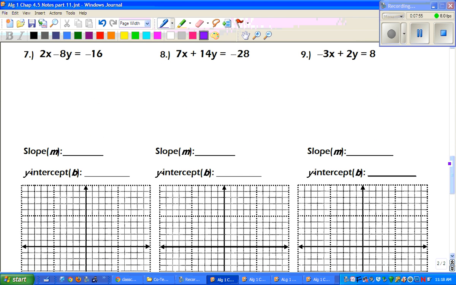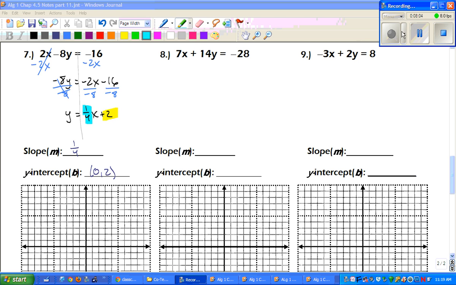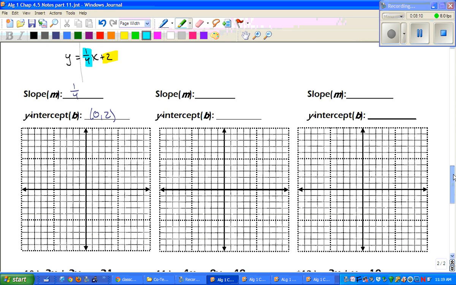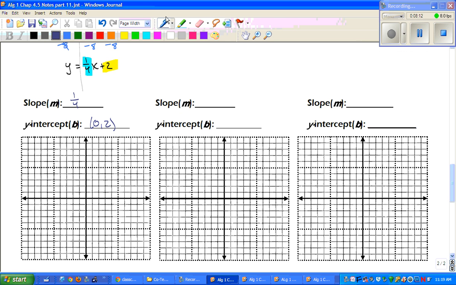Okay, so number 7. Why don't you guys try it all by yourself and let's see how you do. All right, did you guys get that? Remember that -2 over -8 does reduce. Alrighty, and let's draw our line. So we're starting at 0, 2. It's 1/4, so we go up 1 over 4. Up 1, 1, 2, 3, 4.